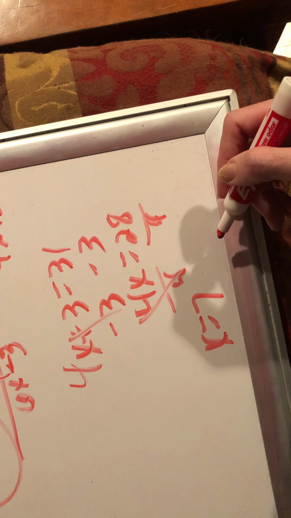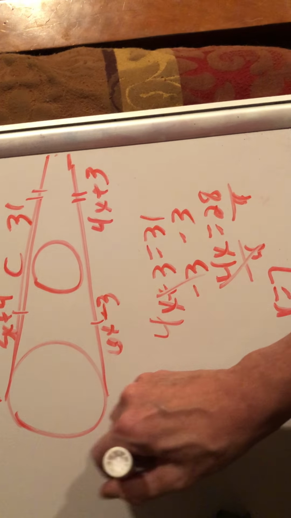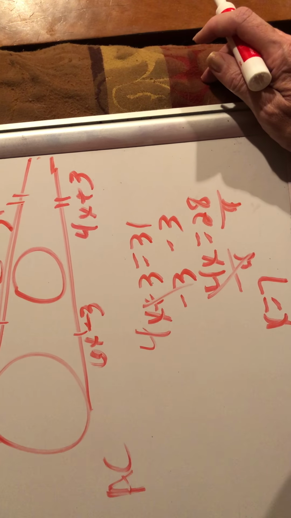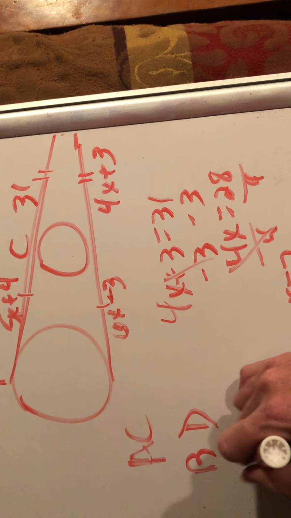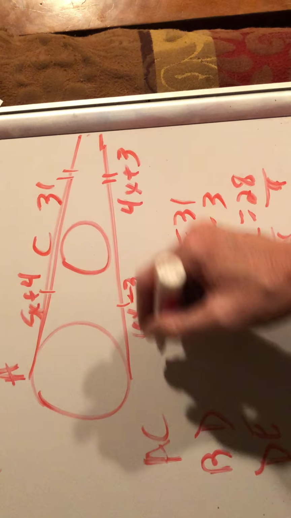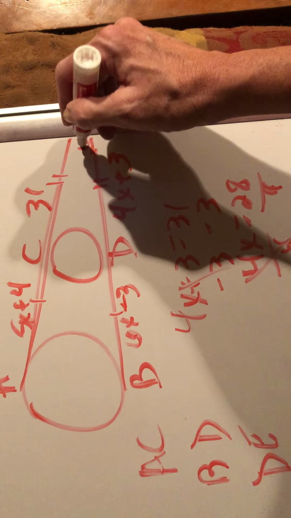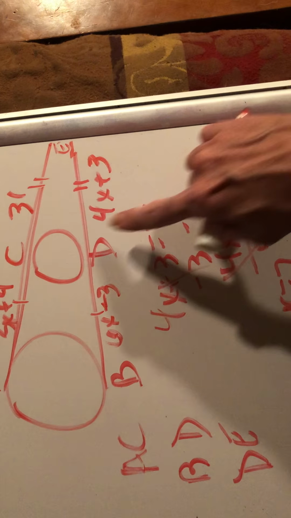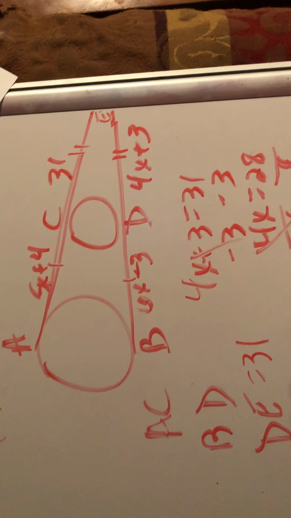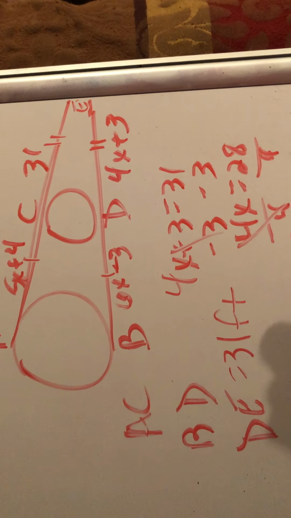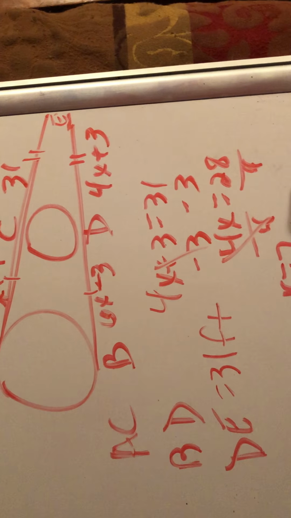You have to find the distance between AC, so you have to find AC. You also have to find BD and DE. So there's AC, this is B to D, and then D to E. E is this point out here. Well, D to E is 31 because they're congruent. So we know DE is 31 feet. Make sure you label everything.